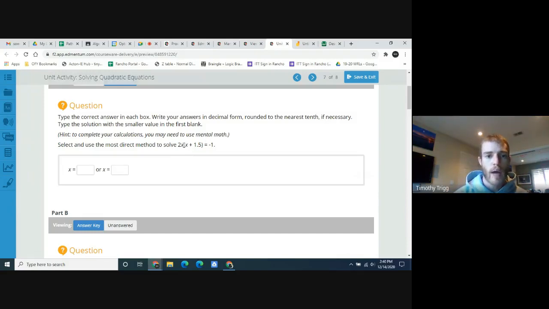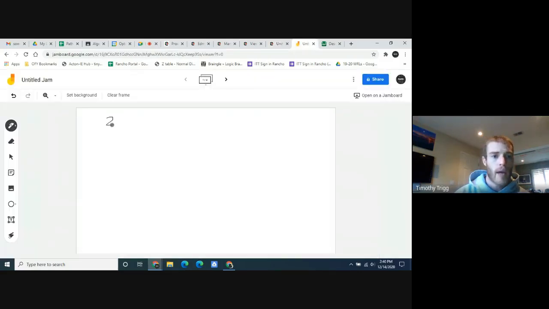So we have 2x times x plus 1.5 equals negative 1. So 2x times x, was it plus 1.5? Yeah. Plus 1.5 equals negative 1. So when I see this, what I would do first is multiply the 2x times each of the things here. Distribute the 2x. So 2x times x is 2x squared.